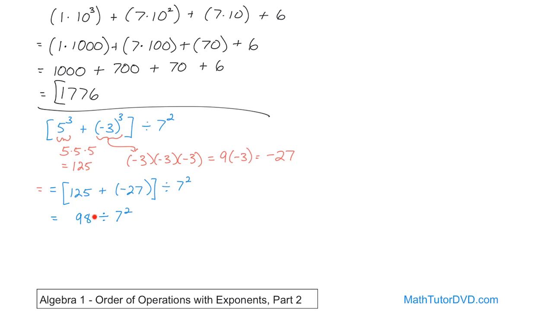What do you think we do next, division or exponent? Okay, those are the only two choices we have. Exponent always comes first. So what you're going to have here is 98 divided by, what is 7 times 7? That's what 7 squared means. 7 times 7 is 49. And 98 divided by 49, because that's the only thing left to do, is 2. Okay, so that's the answer, 2.